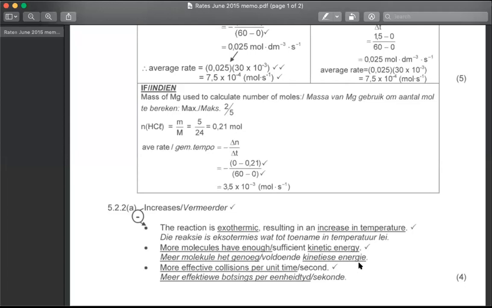So just say that you must say these things. You can say the reaction will increase. The reaction is exothermic. There's an increase in temperature. The more particles have enough kinetic energy, more effective collisions per second. 4 things to write down. Increase in temperature. More molecules have enough kinetic energy, more effective collisions per second.